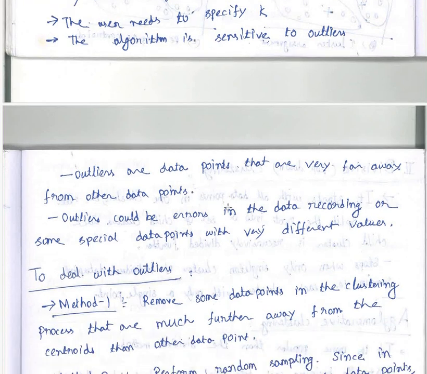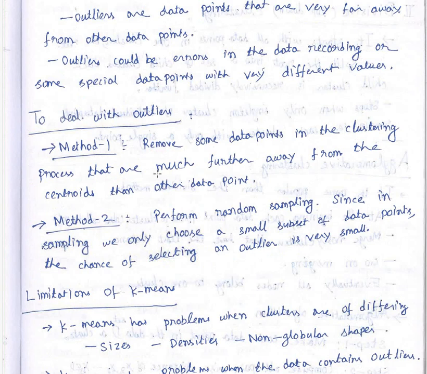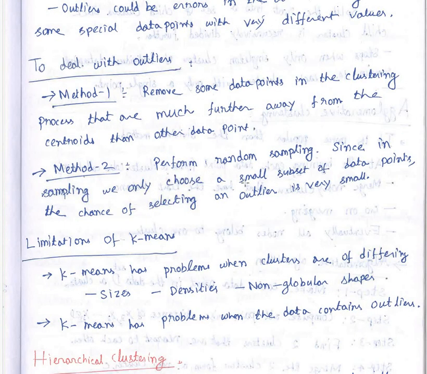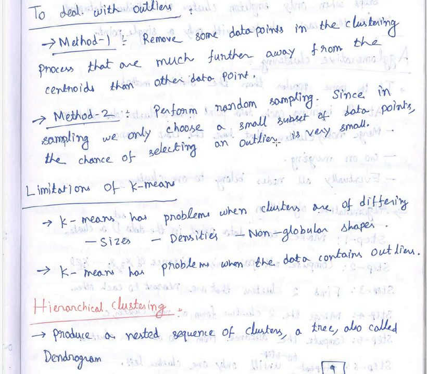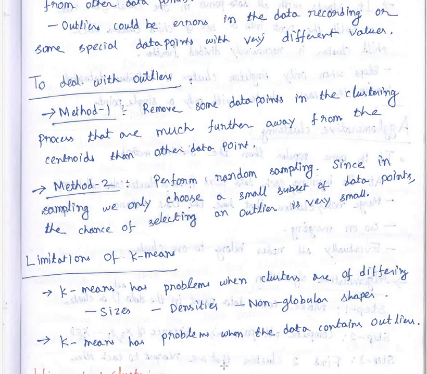Outliers are data points which are far away, very different from the other data points. Outliers could be errors in the data recording or some special data points. To deal with outliers, remove the outlier points which are not at all close to the other data points, or perform random sampling. So we choose a very small subset of data points, where there is more possibility that we don't choose the outlier. Limitations of k-means: it has problems with different sizes, densities, and non-globular shapes. It also has problems when the data contains outliers.